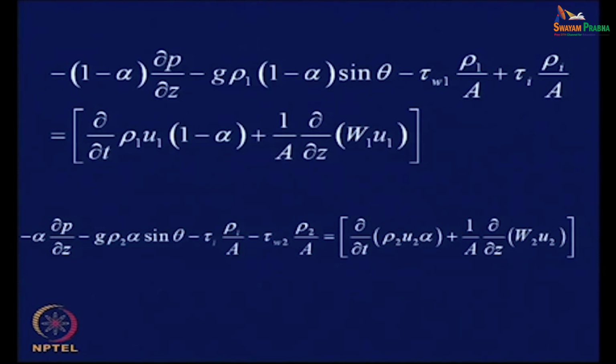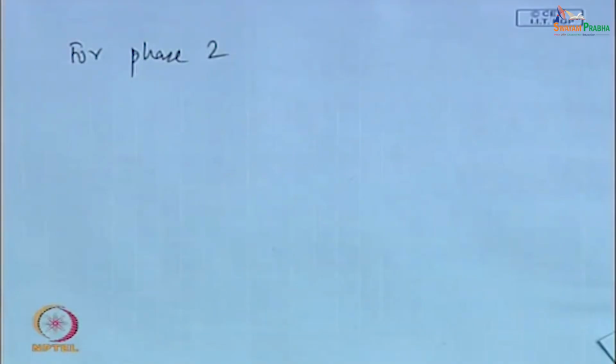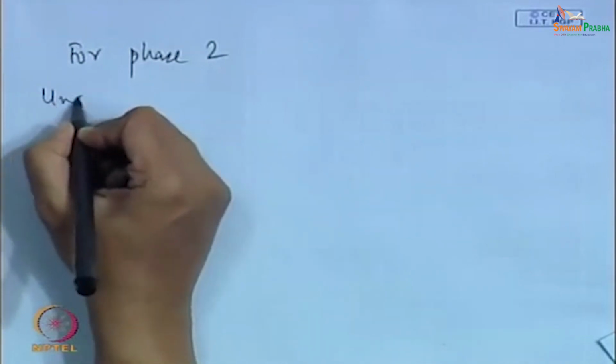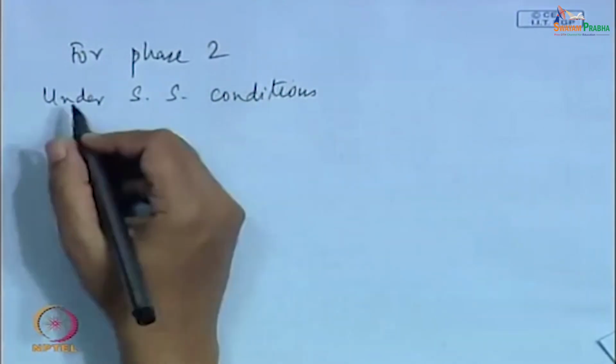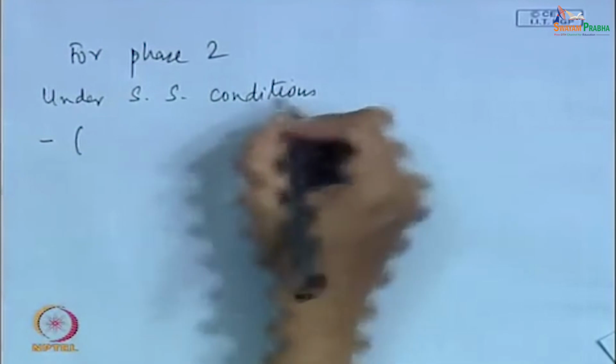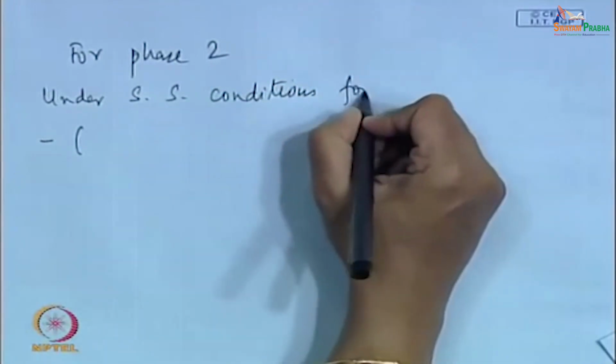So, these are for one dimensional flow with everything else remaining. Okay. So, under steady state conditions, what do you get? Under steady state conditions, this term and this term disappear. Therefore, under steady state condition, the equations reduce to... so you can write down the equation for phase 2 and then write down the corresponding, because usually we deal with steady state conditions.